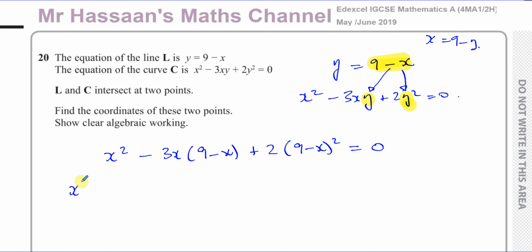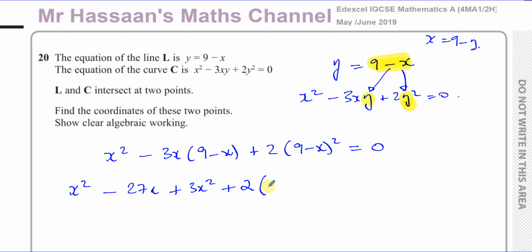So you have x squared minus, now minus 3x times 9 is negative 27x, and minus 3x times minus x is positive 3x squared. You've got to be very careful not to make a mistake. Now we're going to multiply 2 with this bracket, but we have to square the bracket first because of our understanding of order of operations. The index comes before the multiplication, BIDMAS or PEMDAS. Exponent comes before multiplication.